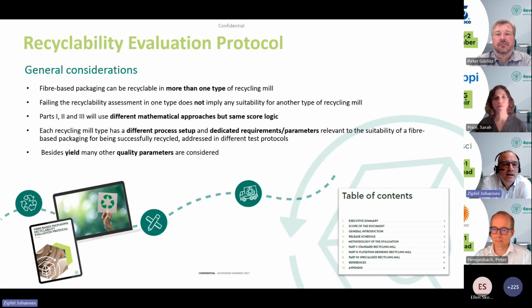Each recycling mill implies a different process setup and has dedicated requirements and parameters which are relevant for the suitability of fiber-based packaging for being successfully recycled, addressed in different test protocols. Of course, it's very important to have the fiber recovery, the so-called yield. But as you will see, many other quality parameters are also important to have a good quality product, and they are considered in the evaluation protocols. In the next slide now, Peter will explain in more detail what this exactly means.